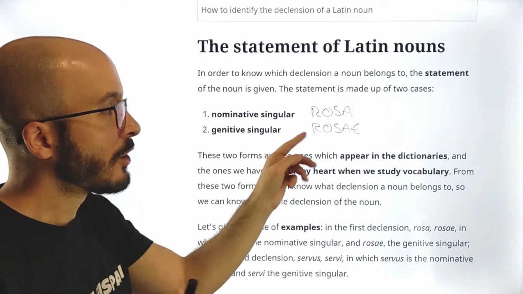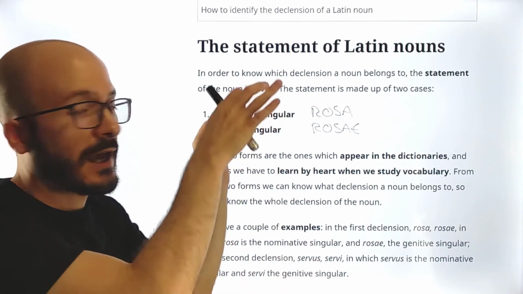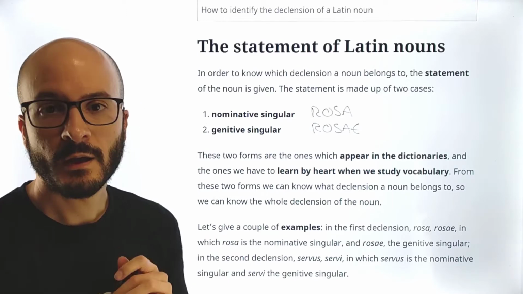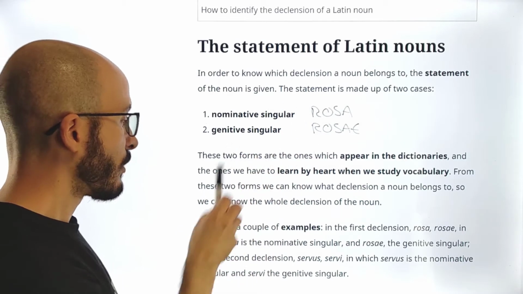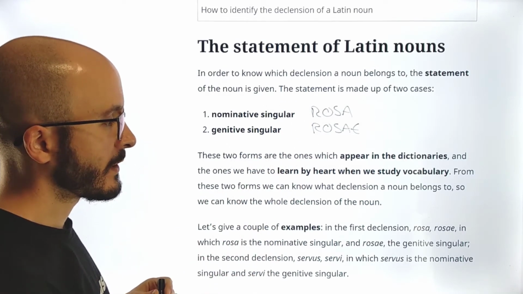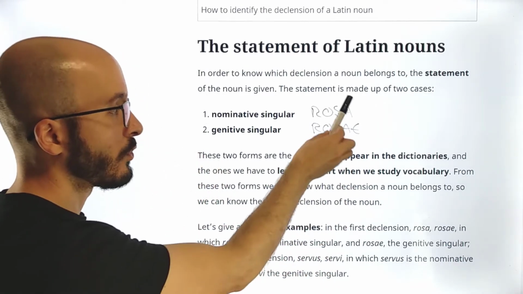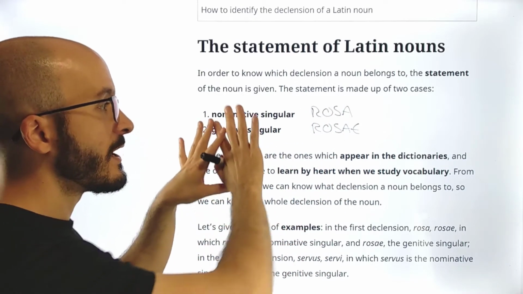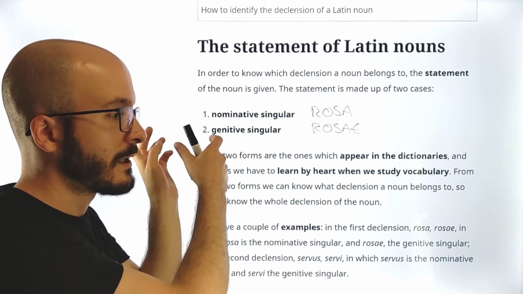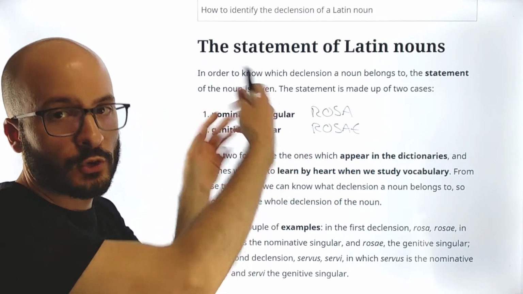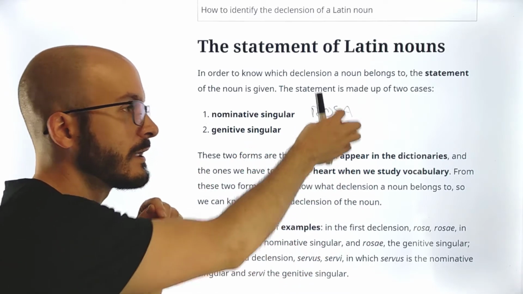And of course, this is what we have to learn by heart when we study vocabulary. We have to learn not just rosa means rose. No, we have to learn rosa, rosae means rose. And why do we need to learn both forms? Now we will see. From these 2 forms, we can know what declension a noun belongs to, so we can know the whole declension of the noun. This means that from these 2 forms, we can guess the rest of the 12 forms. We already know 6 cases, singular and plural, 6 multiplied by 2, 12. So, of course, we don't have to learn 12 forms. We just have to learn these 2.